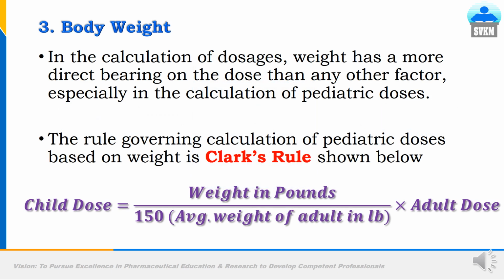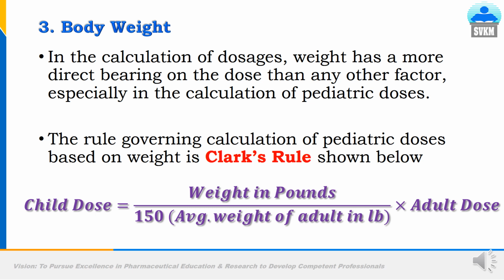The third important factor is body weight. As we know, when we calculate any dosage form along with the age, the most important factor is body weight, and especially in pediatric dose calculation, body weight is more influencing than the others. So in the calculation of dosage, weight has a more direct bearing on the dose than any other factor, especially in the calculation of pediatric doses.